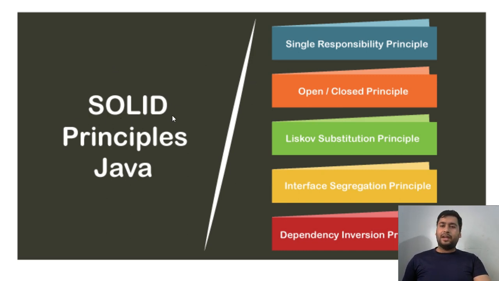SOLID stands for single responsibility principle. So S is for single responsibility principle, O for open-closed principle, L for Liskov substitution principle, I for interface segregation principle, and D for dependency inversion principle. This is the full form of SOLID you can see here, but in depth we will see what the single responsibility principle and the open-closed principle are. Let's go and understand one by one.